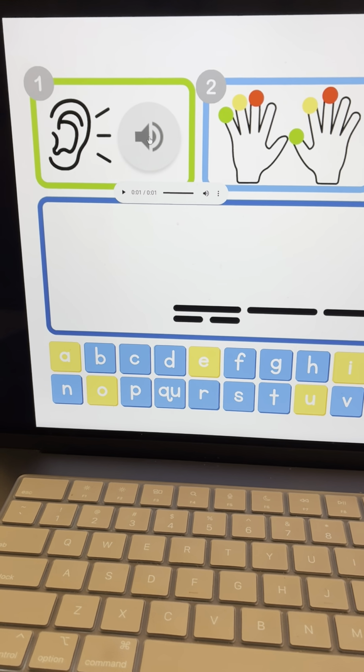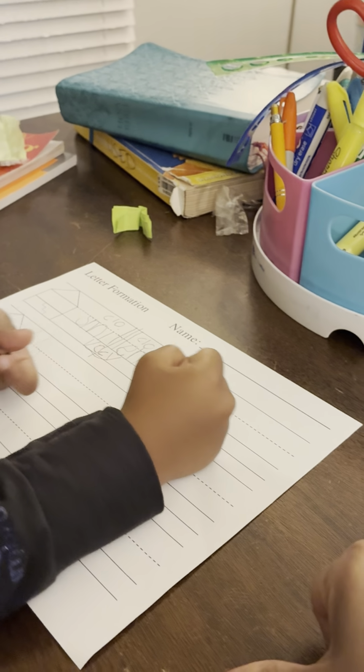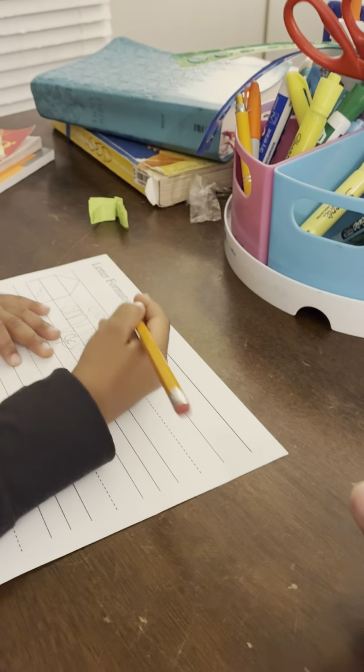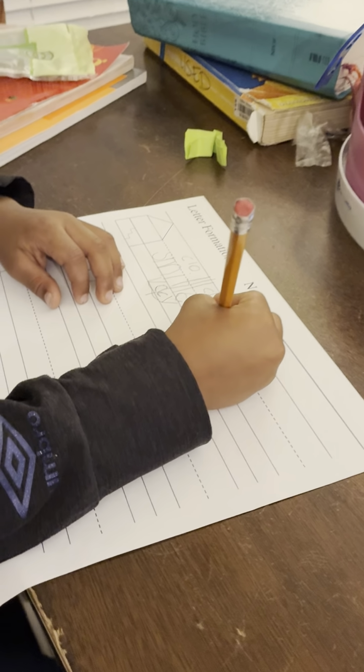Scab. So let's tap it out. So this is how we tap it out. Scab. Scab. So what's that new sound? Sk. We just learned that in our slides.